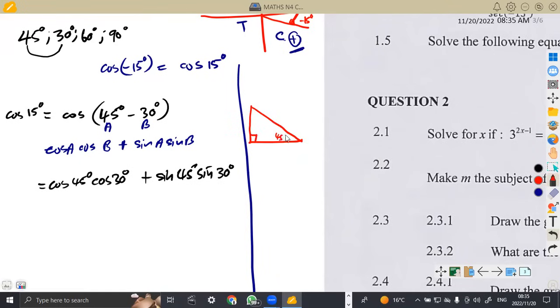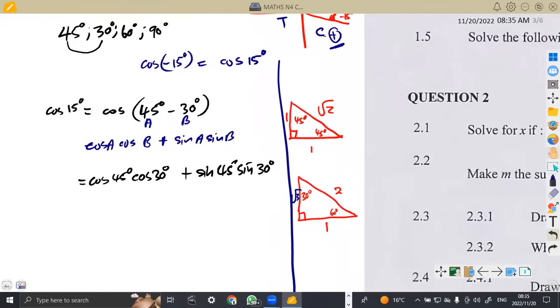We have got 45 degrees, with sides 1, 1, and square root of 2. We have got something of this nature: 30 degrees, and this is going to be 60 degrees. We have got 1, 2, and square root of 3. Okay, that's square root of 3 here. So these are our special angles that we have.